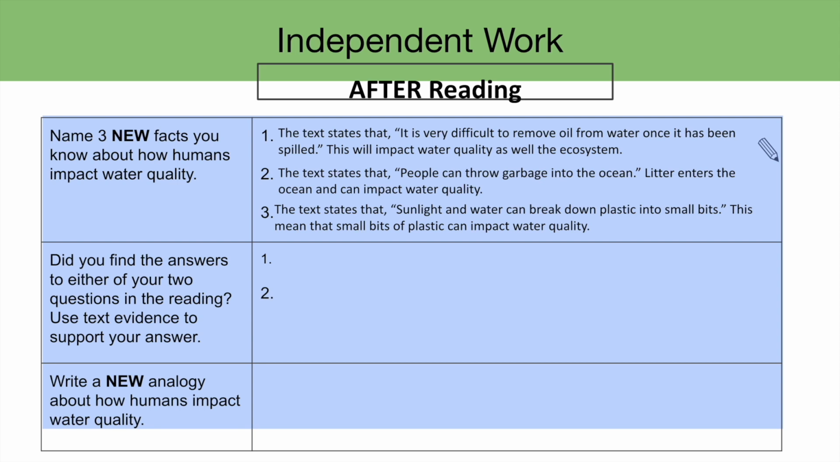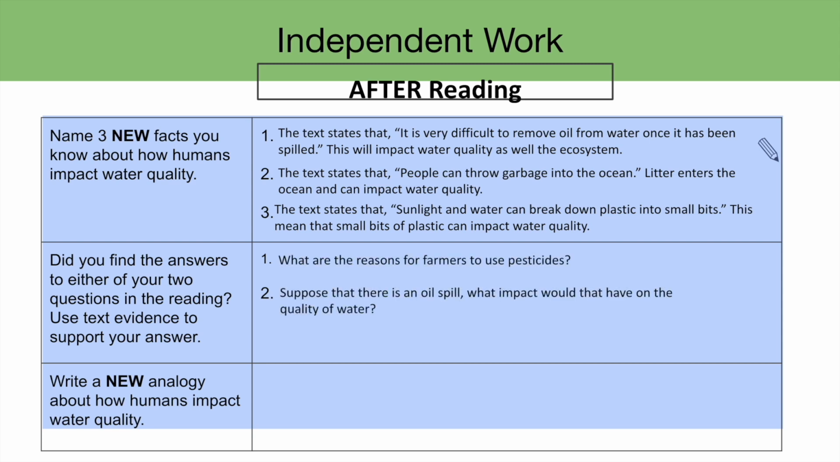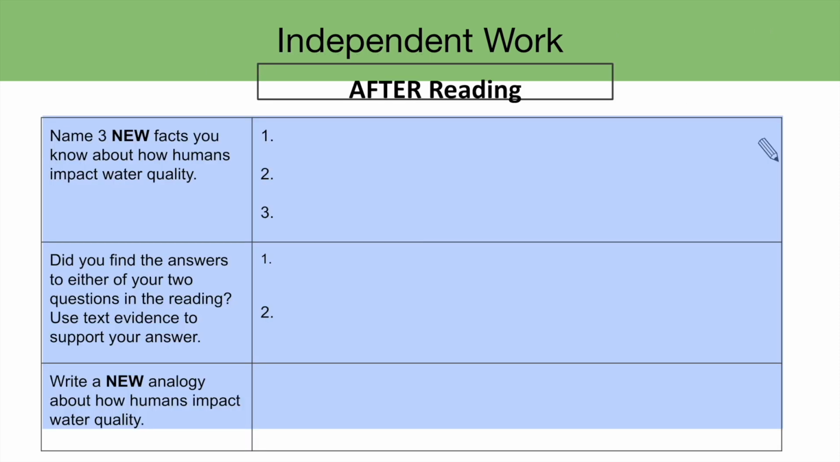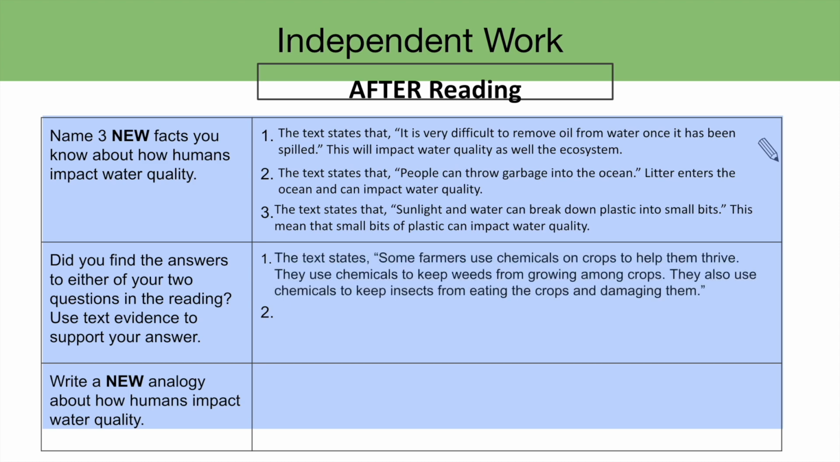Did you find the answers to either of your 2 questions in the reading? Use text evidence to support your answer. The first question I had was, what are the reasons for farmers to use pesticides? I found text evidence on this slide, which I highlighted. Some farmers use chemicals on crops to help them thrive. They use chemicals to keep weeds from growing among crops. They also use chemicals to keep insects from eating the crops and damaging them. So it is very important for farmers to use chemicals.